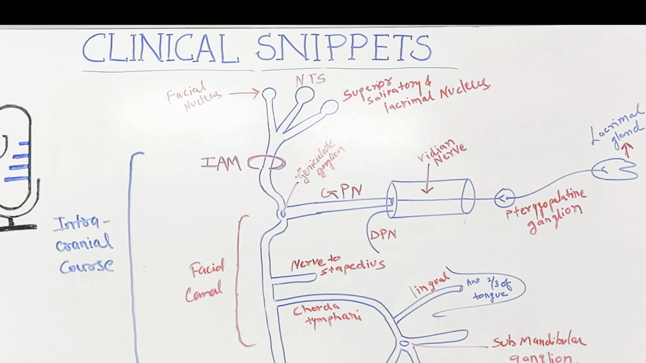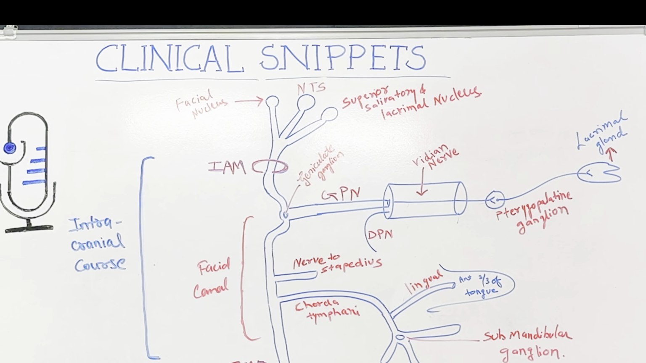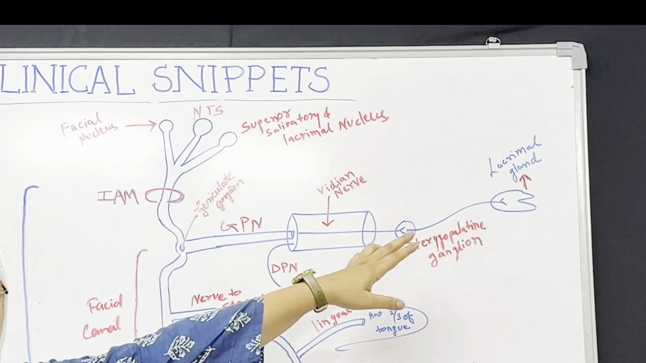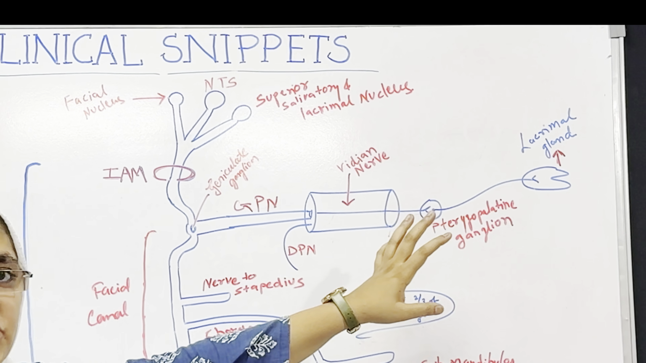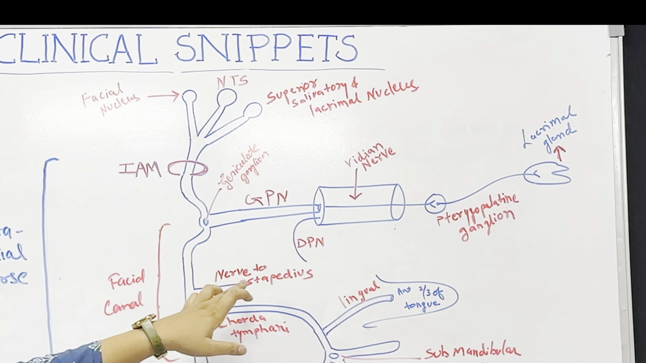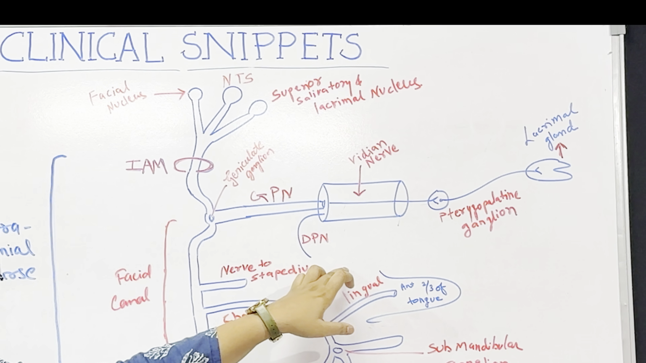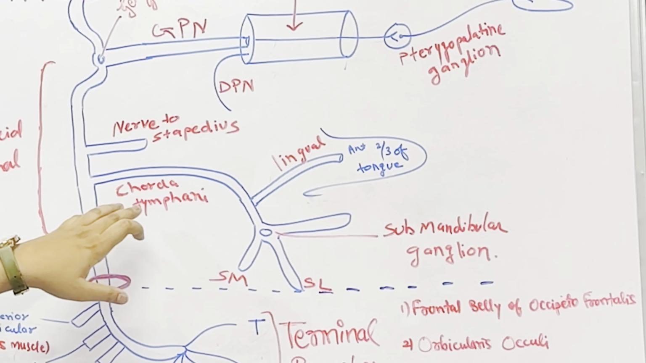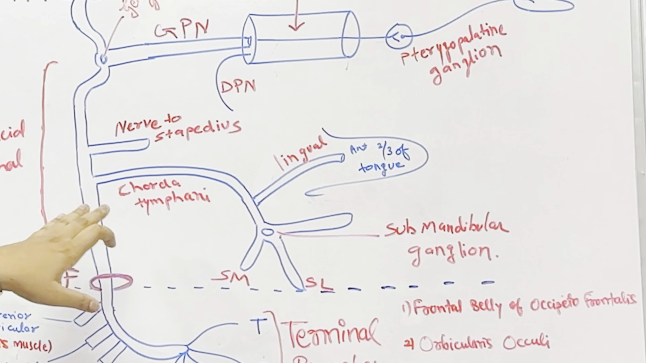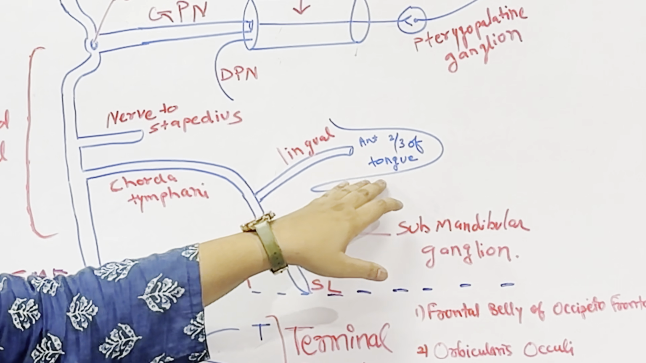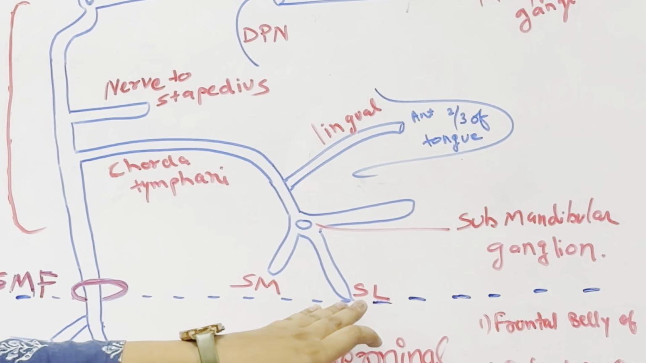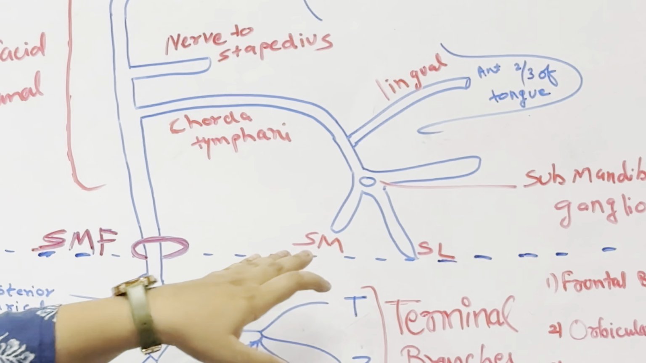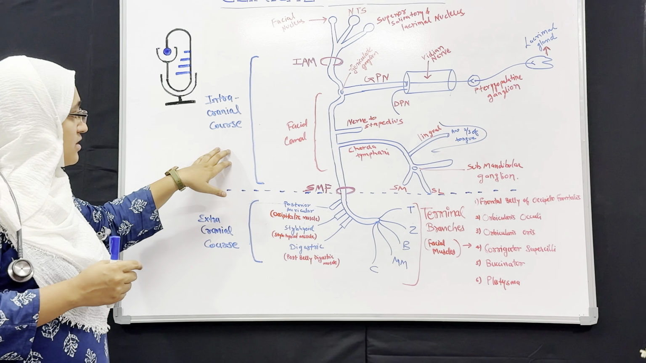Now here, while traveling in the facial canal, it gives three branches. That is the greater petrosal nerve, which will supply the lacrimal gland, which is used for tear formation. Then the second is the nerve to stapedius, which will supply the stapedius muscle. It is used mainly at the time of the stapedius reflex. And now the third is the chorda tympani nerve, which supplies the anterior two-thirds of the tongue for taste sensation. It also supplies the sublingual gland and the submandibular gland. Now this was the intracranial course.